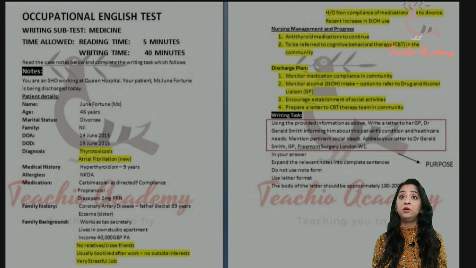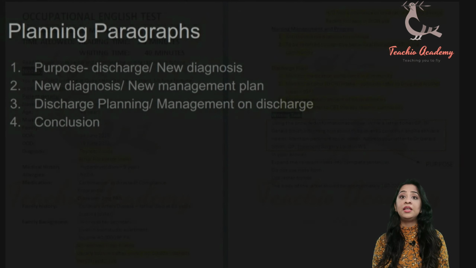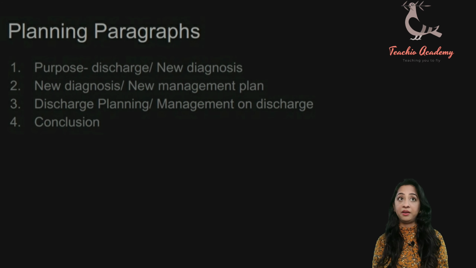I've also circled my task because I need to read the task at least 3 times, because marks for purpose are for me to follow my task and to mention the purpose of writing this letter extremely clearly. So I've circled that in red. On your exam, you can just circle it. Moving on, let's see how we would plan our paragraphs.